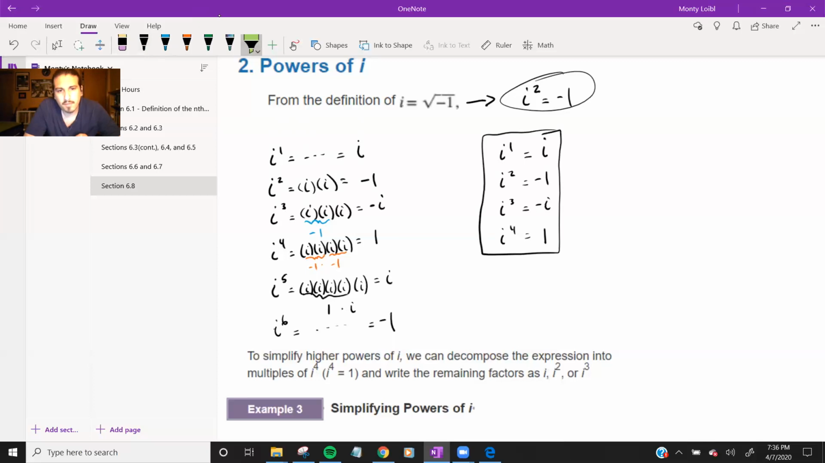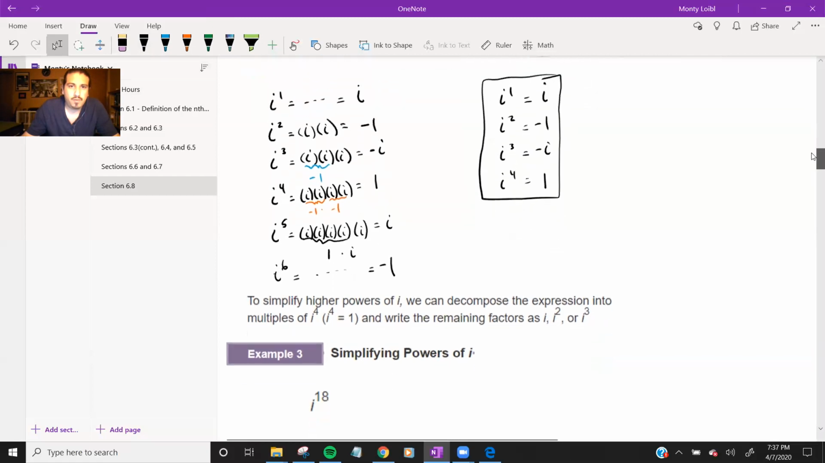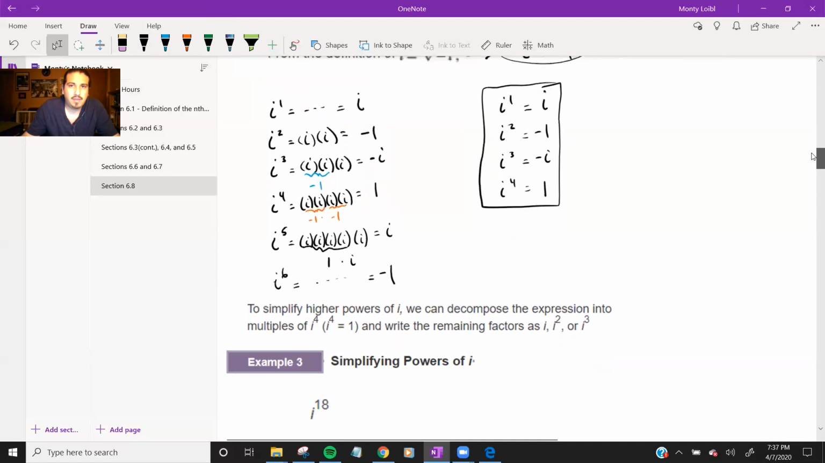Okay, so to simplify higher powers of i, basically you can break apart your expression into multiples of 4, right? Because that'll just reduce to 1. And then write the remaining factors as i squared and i to the 3rd, right? And again, we know what those values are, right? Those are good values. So instead of having to repeat this over and over again to figure it out, we can just use the pattern and then do it that way. So I'm going to move down just a little bit here to i to the 18th, right?